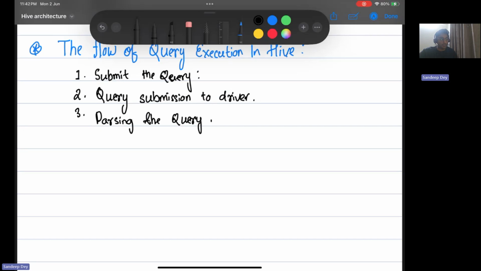What happens here? Action: the driver begins by parsing the query. Purpose: it checks the syntax to ensure the query is correct. Okay. Next step is semantic analysis.